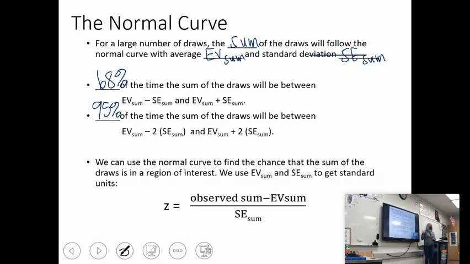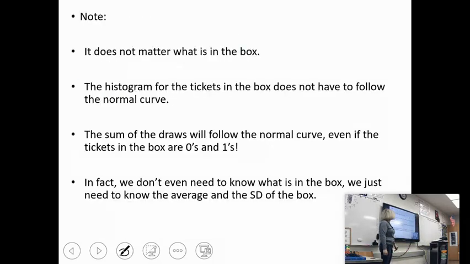And then to find the chance of observing that sum, we could find the z-score. Remember z-score from way back when? It's the observed sum minus EV divided by SE, okay? There's also another way to do it without finding the z-score, even though the z-score is really important. But okay, so let's look at the one you do.